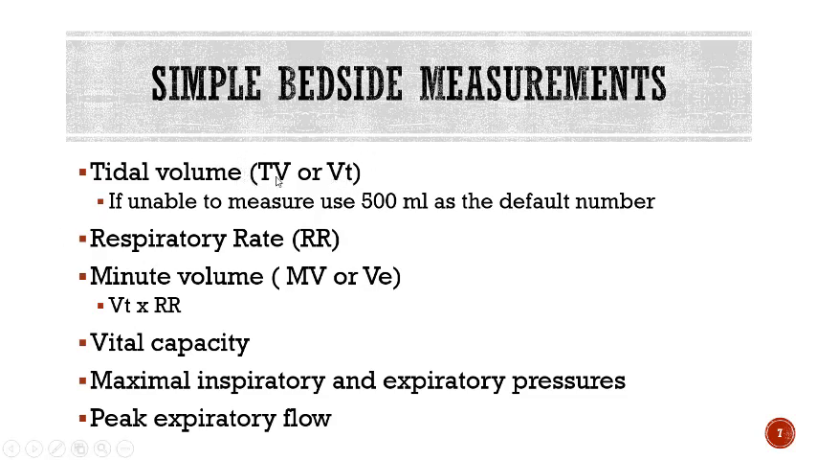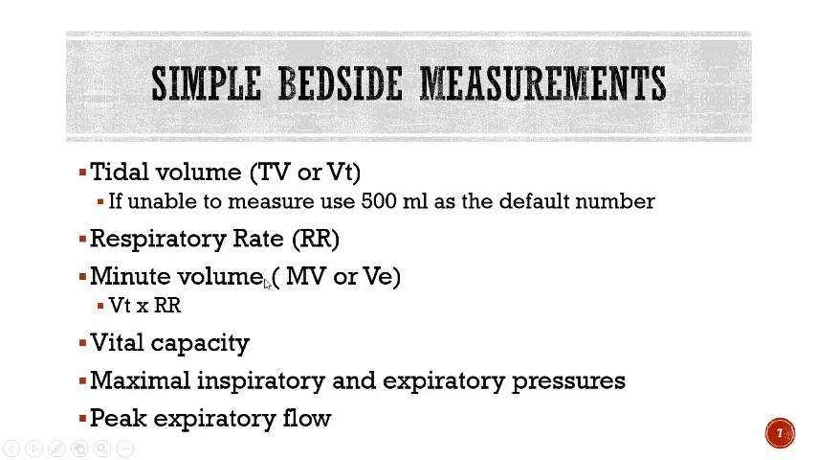It's abbreviated either TV or VT. If you're not given a tidal volume in a patient case scenario, and that's not as much an issue right now, the default number is 500. So if you have no idea what somebody's tidal volume is, we always use 500 as a default number. Respiratory rate is just the frequency of breaths per minute. The normal is 12 to 20.